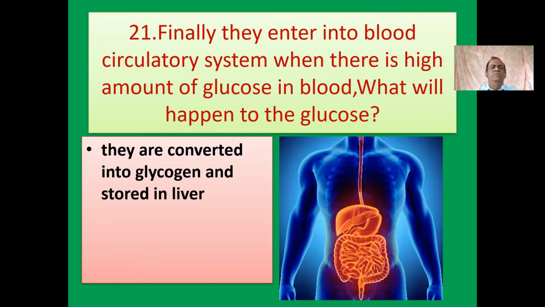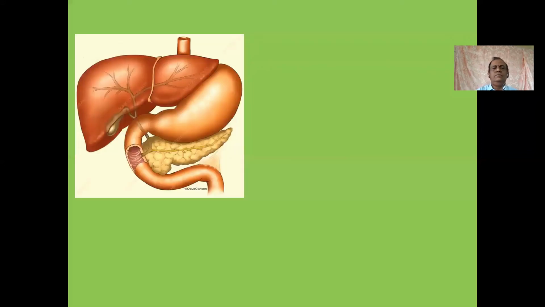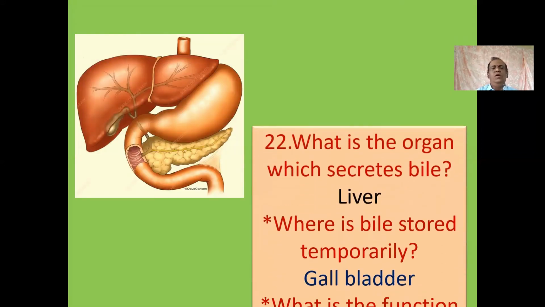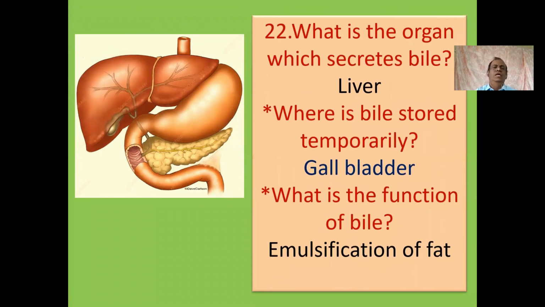The stored form in animals is glycogen. The stored form in plants is starch. Okay, you studied these things earlier. So here the glycogen is stored in the liver. Not only the liver, the muscle also. Next thing, what is the organ which secretes bile? Liver, sure. Some people write gallbladder. That is wrong. Liver. Where is bile stored temporarily? Gallbladder. What is the function of the bile? Emulsification of fat.